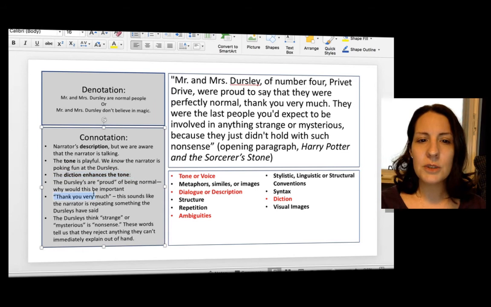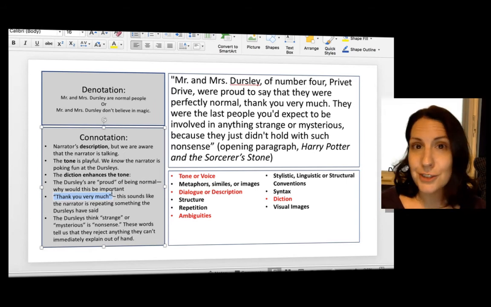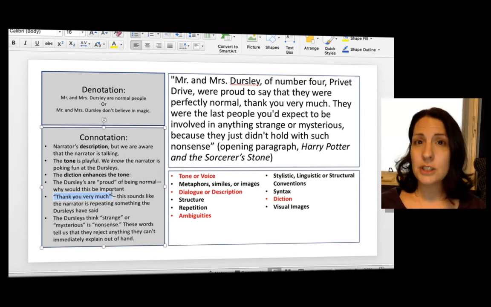The author also includes these little kind of sound bites. So it says here that the Dursleys are proud to say that they're perfectly normal, thank you very much. And this seems like a moment where the narrator is actually sort of repeating something that the Dursleys might have said. This strikes me as an interjection. And then the author uses words like strange or mysterious or nonsense to describe what the Dursleys can't tolerate. And these are very specific words that are telling us that the Dursleys, in some sense, just reject anything that they can't immediately explain out of hand, anything that seems to hold a mystery, anything that seems sort of abnormal.